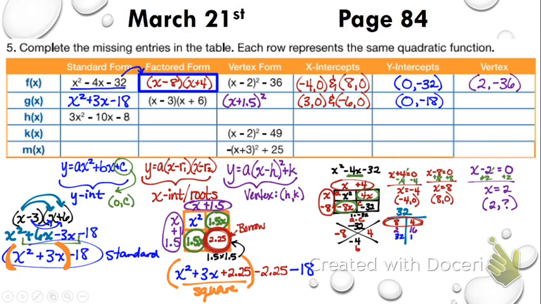How do I get the k value? Subtract 2.25 and minus 18. Yep. Combine for k. Gives you negative 20.25. Yes. So I'm going to have minus 20.25 up here. So where's my vertex? Negative 1.5 and negative 20.25. Yes.